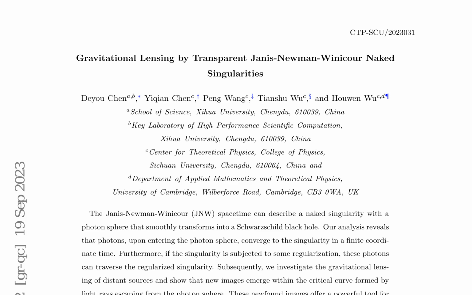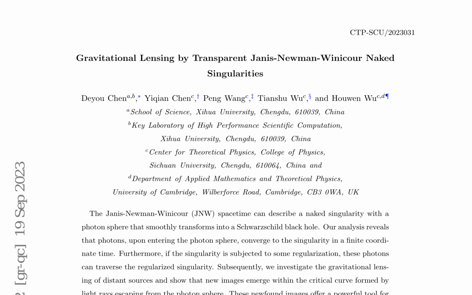The research explores the phenomenon of gravitational lensing by transparent Janis-Newman-Winicour (JNW) naked singularities. It delves into the behavior of photons near these singularities, demonstrating that they converge to the singularity in a finite coordinate time. After applying regularization techniques, these photons can traverse the regularized singularity, providing insight into the singularity's properties.